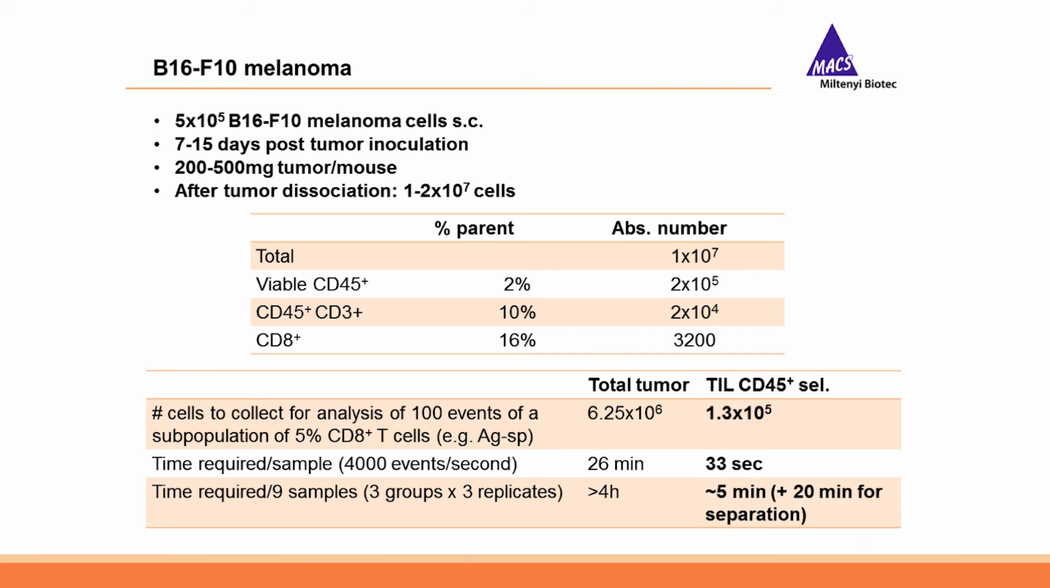If you do the TIL selection before, to acquire 100 events of your target population, you would just have to acquire a little bit more than 100,000 of the total events after selection. That will take you 33 seconds. And for 9 samples, it will take you 5 minutes. Of course, then plus the 20 minutes for the separation. But you see very fast, if you have more samples, which most people have, it makes a huge difference.